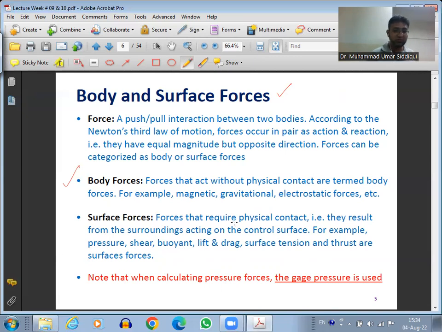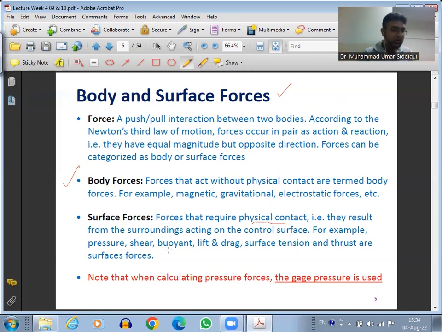Now, surface forces require physical contact, surface to surface contact. So they result from the surroundings acting on the controlled surface. For example, pressure. Pressure can only be applied when a certain fluid or gas comes in contact with the surface. If it does not come in contact with the surface, that surface does not feel the pressure.